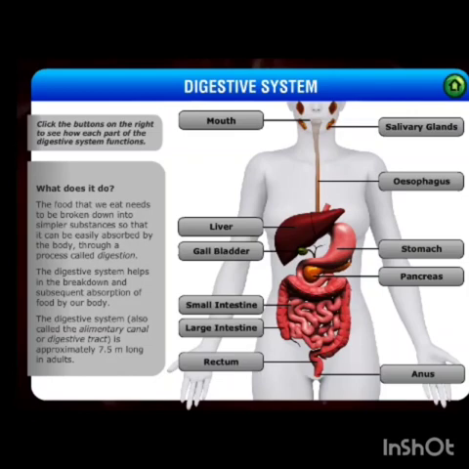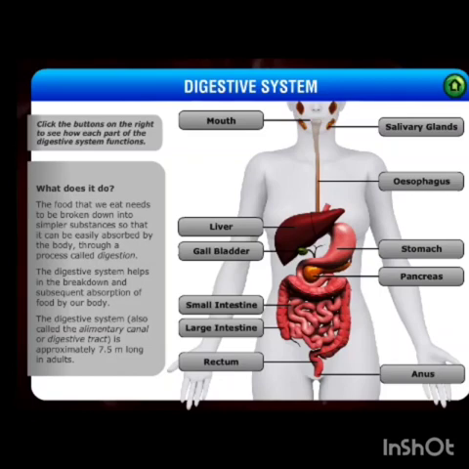The alimentary canal is a long tube through which the food that we eat is passed. It begins at the mouth, passes through the esophagus, stomach, small intestine, large intestine, rectum, and finally ends at the anus. The food particles get digested as they travel through various compartments of the alimentary canal.